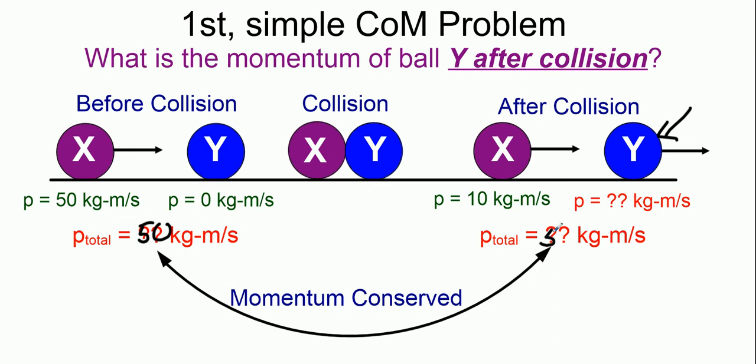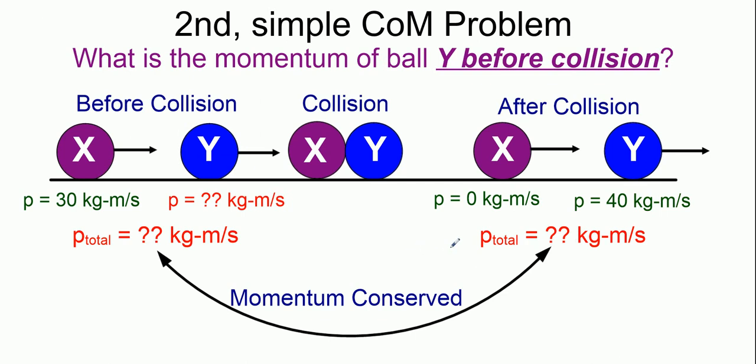That's your conservation. Now I know this one to be 10, so would you agree this one has to be 40? 50 minus 10 is 40, or these two add to 50. There you go. So we found this missing one. Starting from the right, we moved to the left and found that missing momentum.